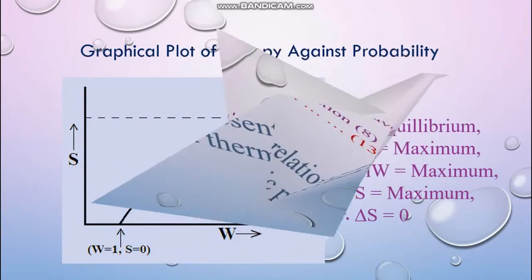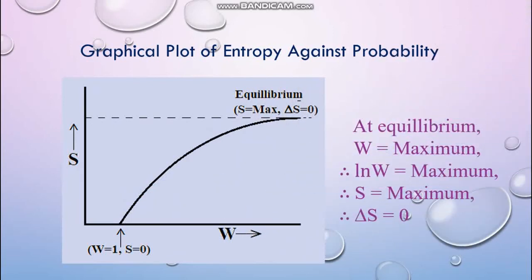So let us see the graphical presentation, where at this point W has its minimum value 1, and the corresponding value of entropy is 0. And here it's a logarithmic curve, and at this point S, that means entropy, reaches the maximum value where there is no change in entropy. That means delta S equals 0 at maxima. So this is the graphical presentation. At equilibrium, and definitely this is the equilibrium point, W equals maximum, or ln W equals maximum. If ln W is maximum, then S is also maximum. Therefore dS or delta S equals 0.